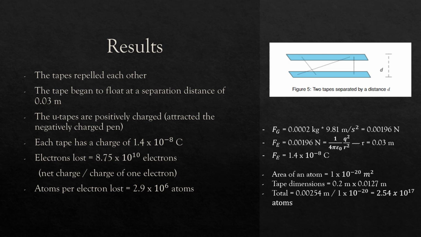Coulomb's law, and then we found the charge of the tape after that. The electrons lost was just the net charge of 1.4 times 10 to the negative 8 divided by the charge of one electron, which is 1.6 times 10 to the negative 19, and then we found the number of electrons lost, and then the atoms lost is going to be 2.9 times 10 to the negative 6 atoms.